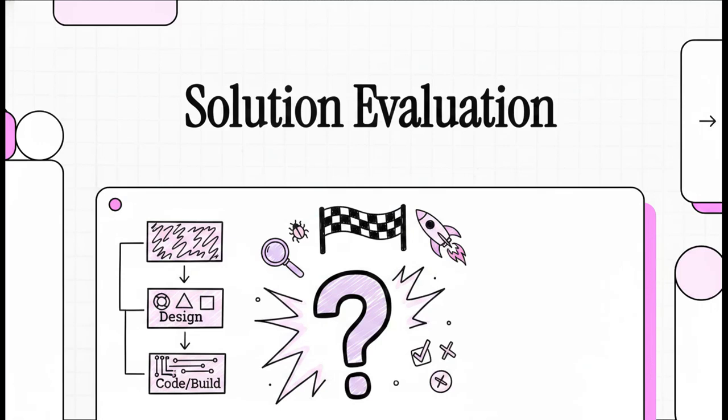Welcome to the Explainer. Today we're diving into Phase 6 of the project lifecycle, solution evaluation. Now, we've gathered the requirements, we've designed it, we've written the code, and we've actually built the product. But now we're standing at the finish line, staring down that ultimate nail-biting question every single team faces. Does this thing actually work?